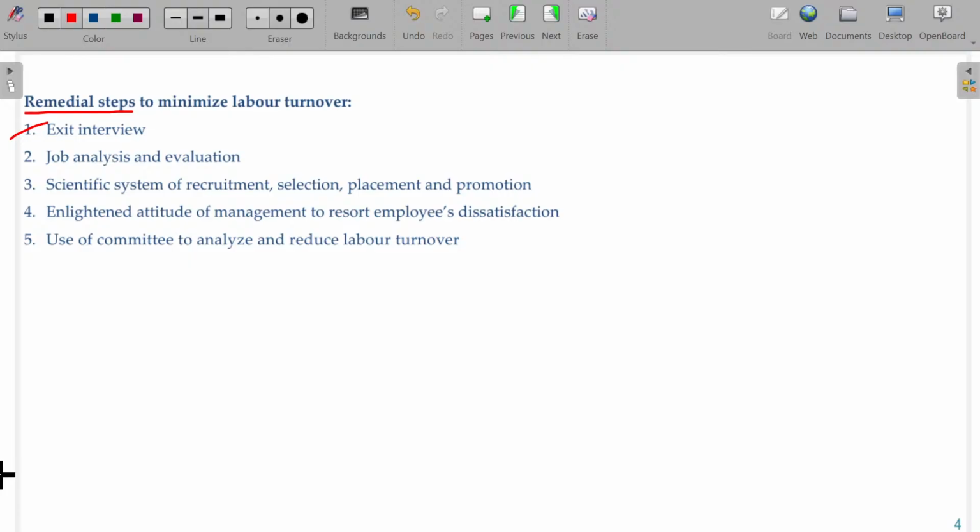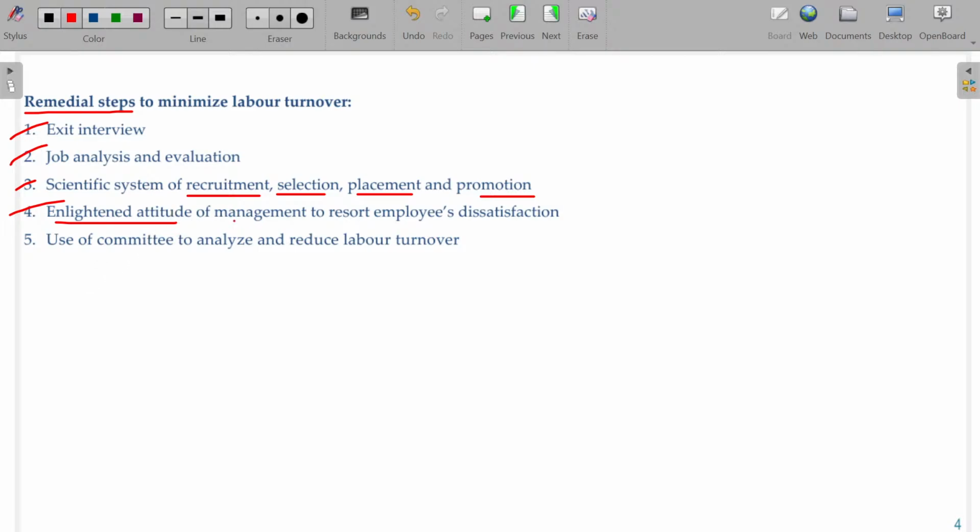Like this, you can collect the data from the employees who are leaving and keep that data as a base for deciding whether the company is improving in the subsequent period or not. Then job analysis and evaluation, and a scientific system of recruitment, selection, placement, and promotion, so that we will not select unsuitable employees, and they will sustain with us for a longer period. Enlightened attitude of the management: when an employee reports that the company is not doing a better job, the management should take it in a positive sense and rectify those issues.